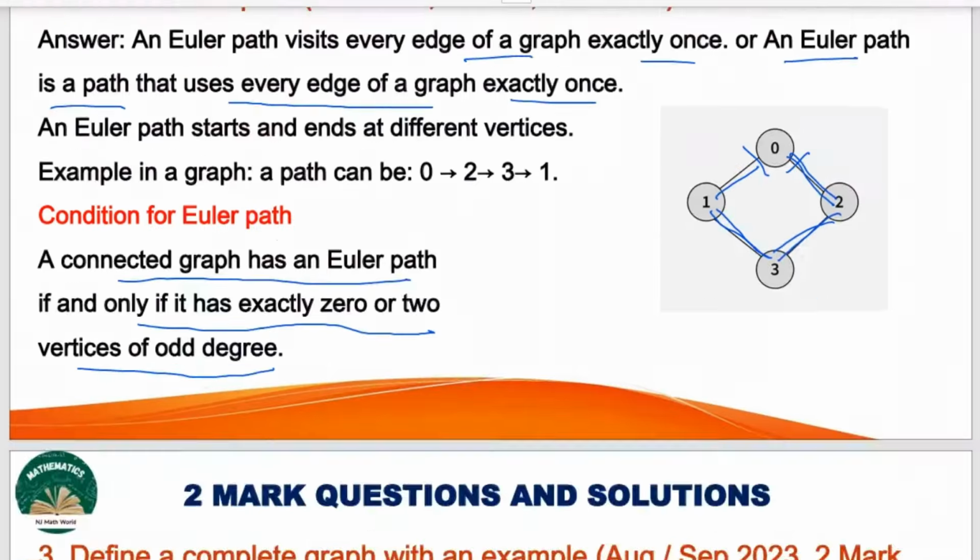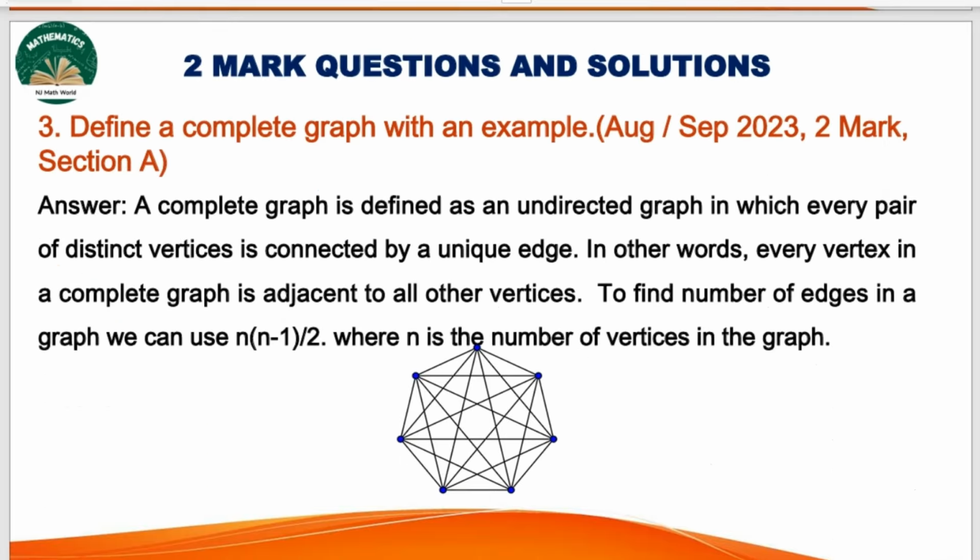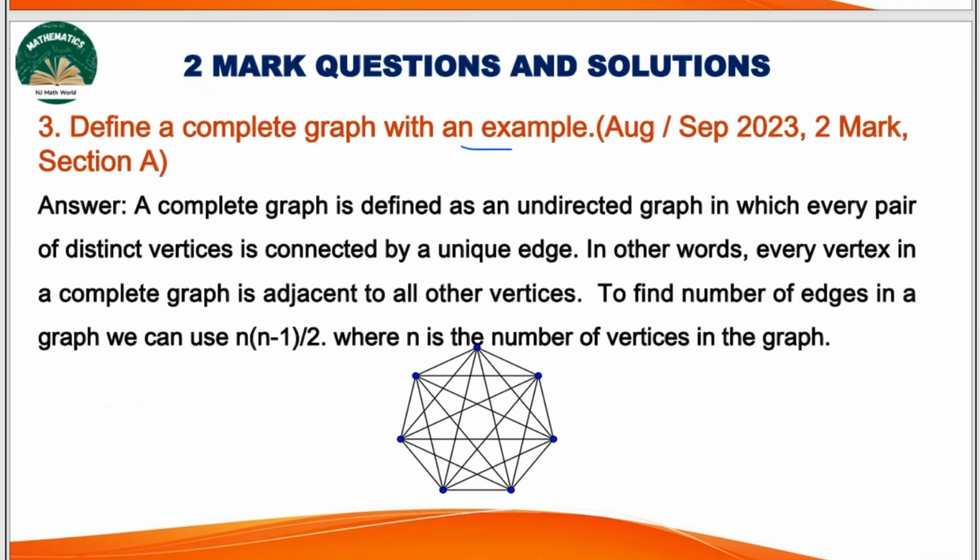Then moving with the next question, you have: define a complete graph. What is meant by a complete graph, with an example? A complete graph is defined as an undirected graph in which every pair of distinct vertices is connected by a unique edge. In other words, every vertex in the complete graph is adjacent to all other vertices. So every vertex should have connectivity with all the other vertices. Then only it is called a complete graph.